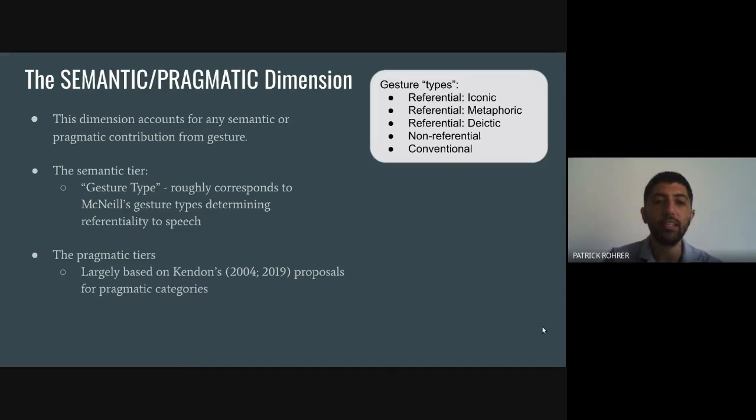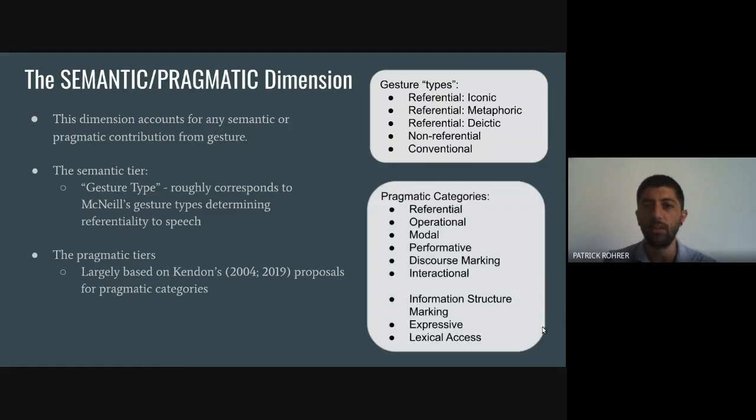And then in the pragmatic tiers, it's largely based on Kendon's proposals for pragmatic categories, where we ourselves have added 3 extra categories. So you can see them all right here. The top ones are what Kendon proposed. Then the bottom 3, we added: information structure marking, expressive marking, and lexical access.